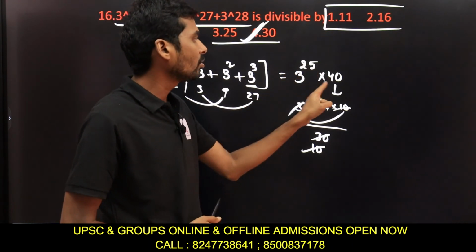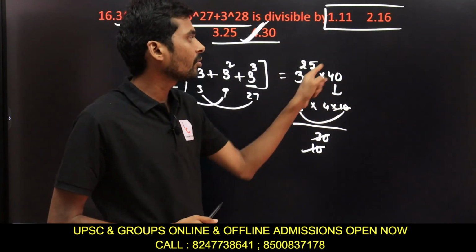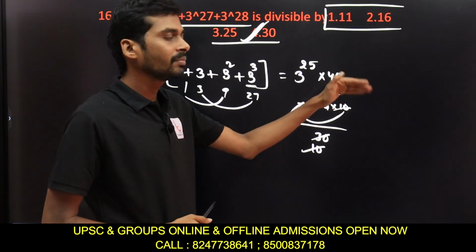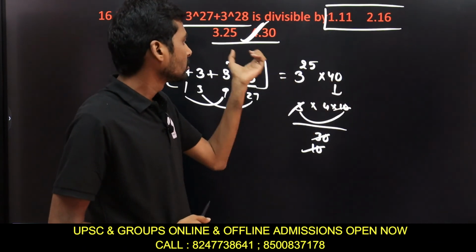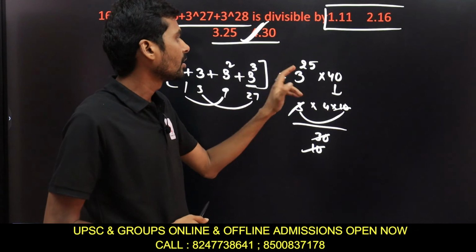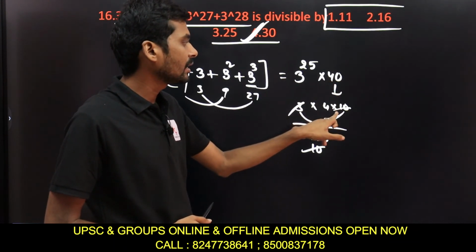So which means that we don't have any multiples of 11, and also we have 16. So 16, there are no multiples of 16. So 25 means that only 5 square. 40 means that 40 can be written as 4 into 10.